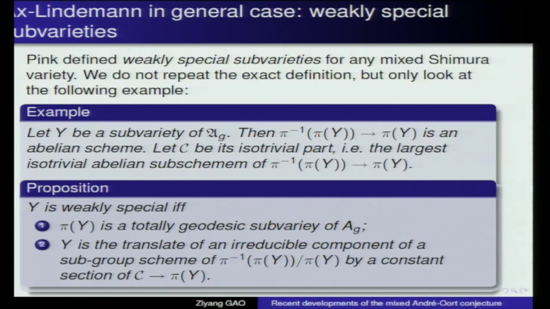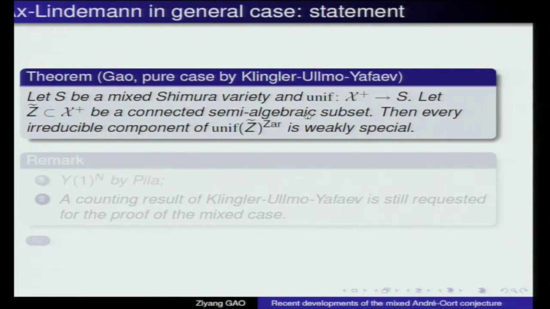So this is the weakly special thing in this special case. The theorem of Ax-Lindemann is as follows. Let's take X as a mixed Shimura variety and the uniformization X^+ to S. This uniformization, for example in the universal abelian variety case, is X^+ to G^+. A priori, this uniformization is highly transcendental.